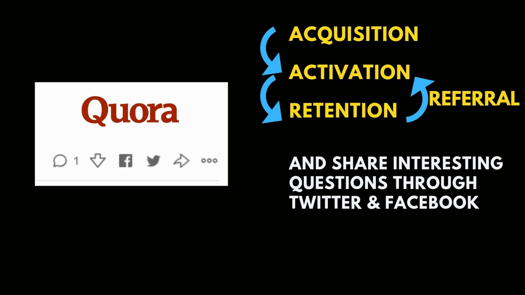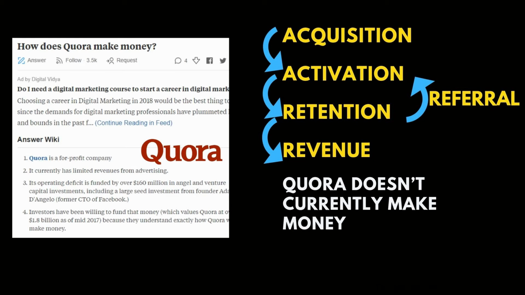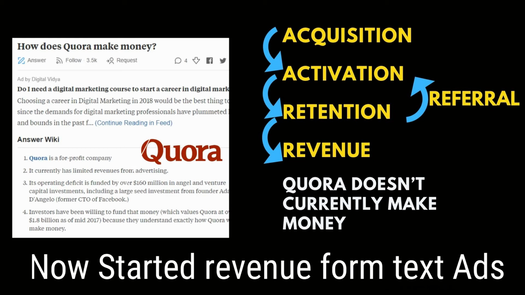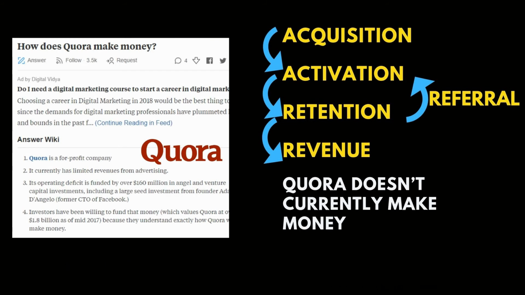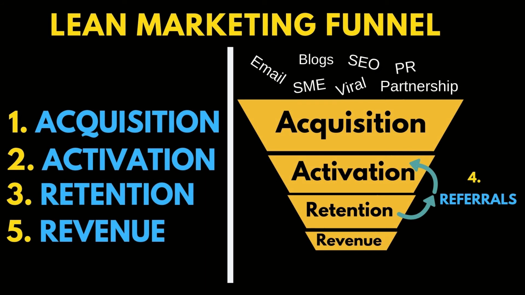So these are the different stages of Quora. Right now, Quora doesn't make any revenue, but it is a good example of how acquisition, activation, retention, and referral lead to revenue, which is a part of growth hacking, the lean marketing funnel. So I hope you understood it, and this is the business insight you need about the 5 steps of the lean marketing funnel. This is the best Quora case study that I have presented in front of you, which is really helpful.